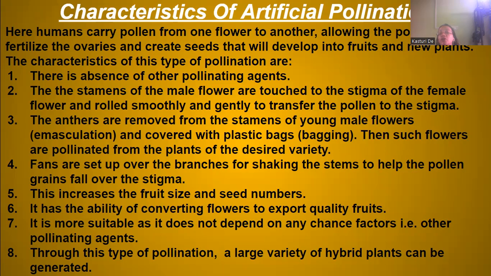It has the ability to convert the flower into export quality fruits. It is more suitable as it does not depend on any chance factors, and other pollinating agents are avoided. Through this type of pollination, a large variety of hybrid fruit plants can be generated. These are the advantages of artificial pollination.